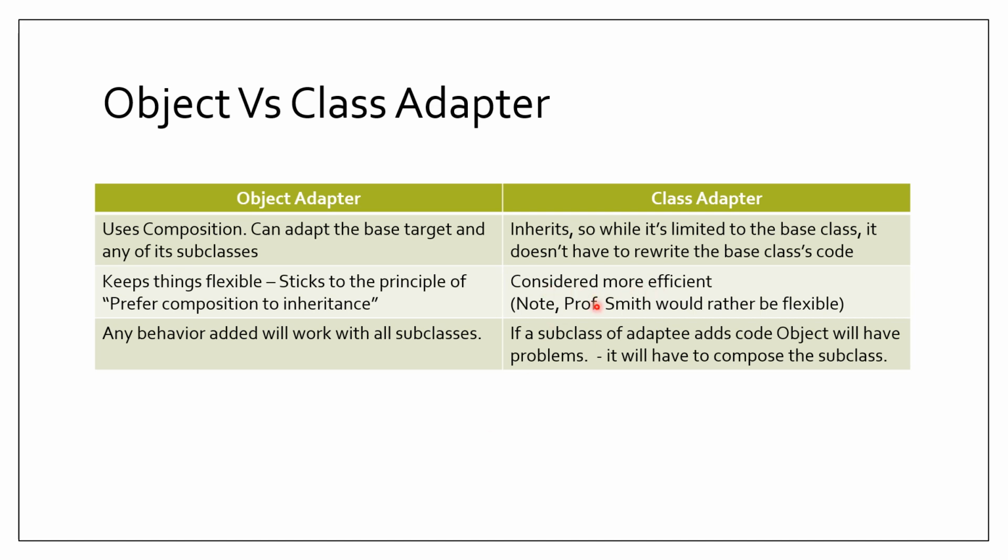Now you'll notice I've got a note here that I would rather be flexible. The object adapter, which has a relationship, can be more flexible, and I prefer that. I find that when I'm writing code, composition buys me a lot, and multiple inheritance to me makes things more complicated. If you're in the object adapter, any behavior that we add will work with all the subclasses. But in the class adapter, if a subclass of the adaptee, in other words, a subclass of the turkey class, adds a code object, then we're going to have problems because we'll now have to compose the subclass. You see, it gets more complicated when we use a class adapter.